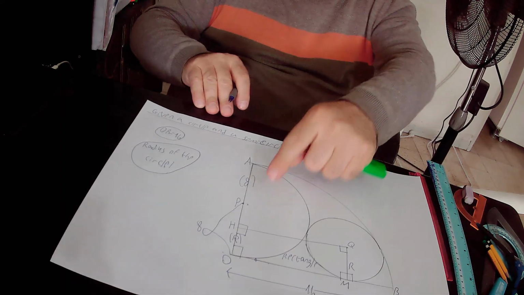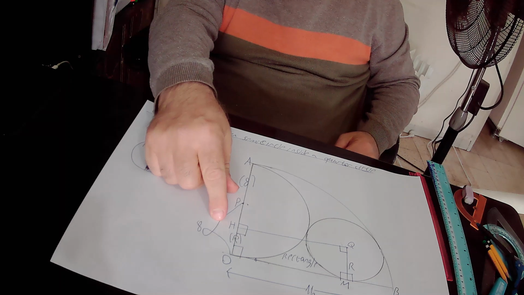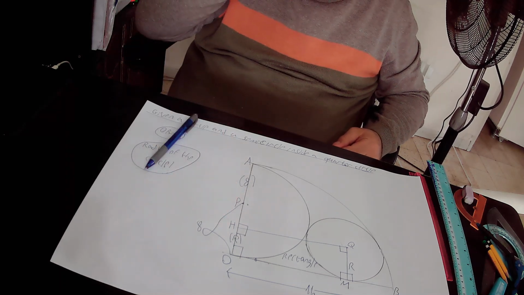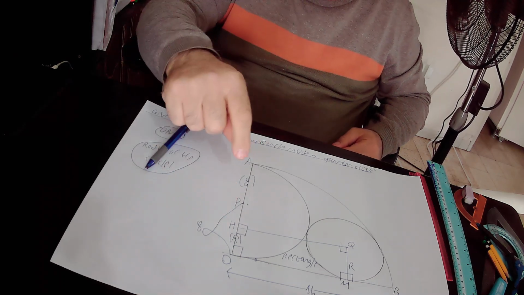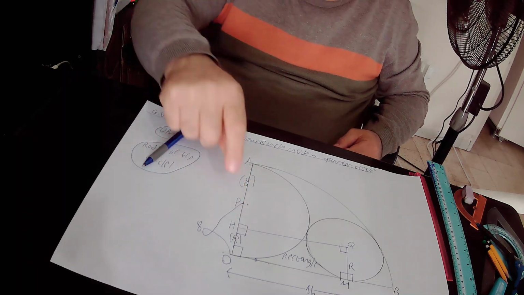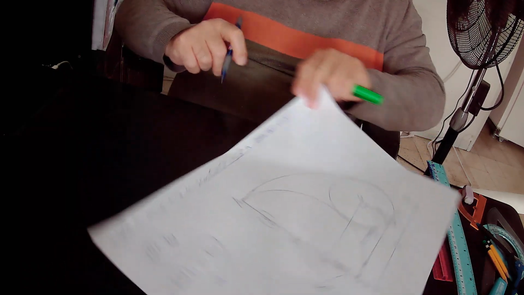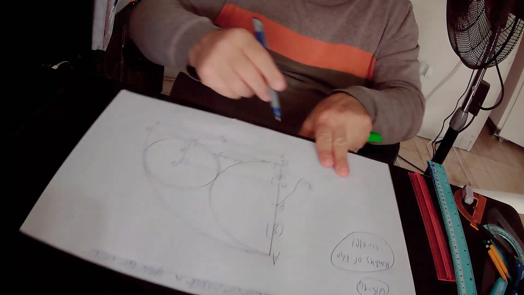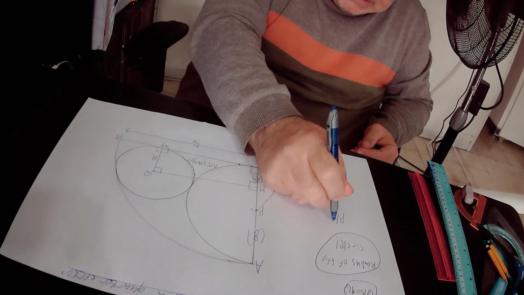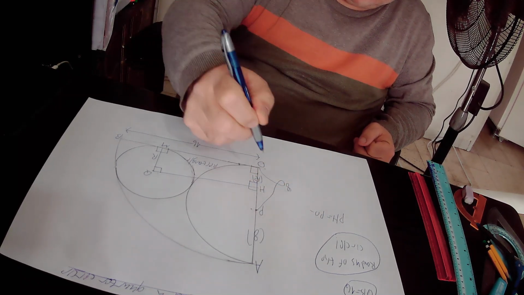So what is the length of this line segment PH? It is very easy to see that PH equals PO minus HO. Again, PH equals PO minus HO. So I write it down. PH equals PO minus HO.